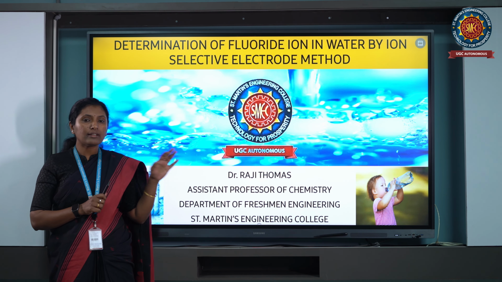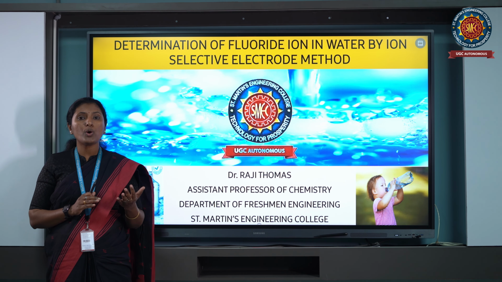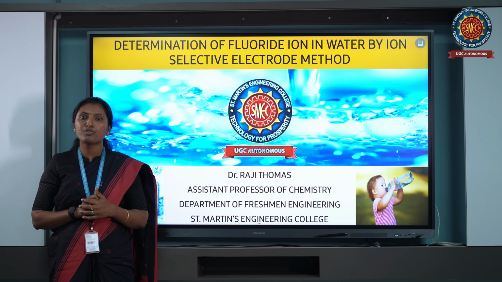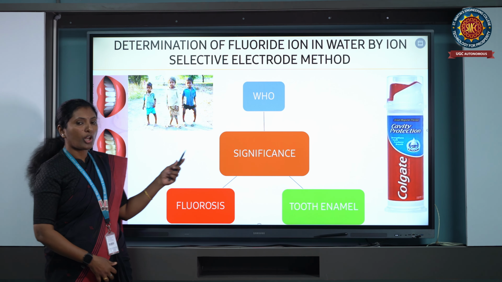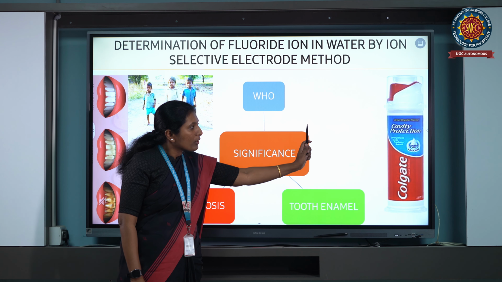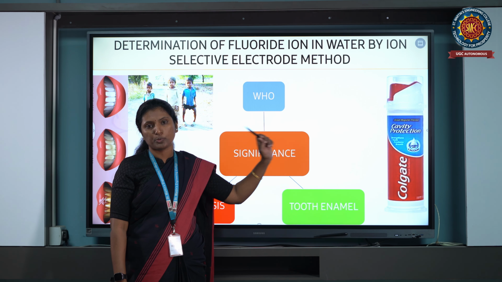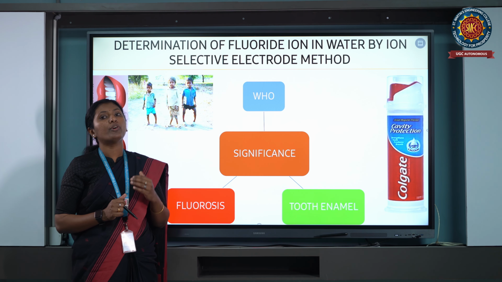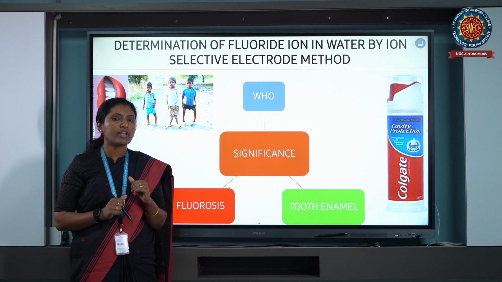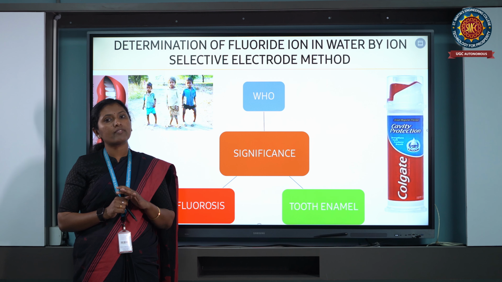Okay, so in this section we will talk about what experiment we are using and how we can remove this excess of fluorine. Now you can observe here Colgate cavity protection toothpaste. It is fluoride-filled toothpaste. So from the picture only we can understand we need fluorine for our body. What is the purpose of fluorine in our body? It will protect our tooth enamel.